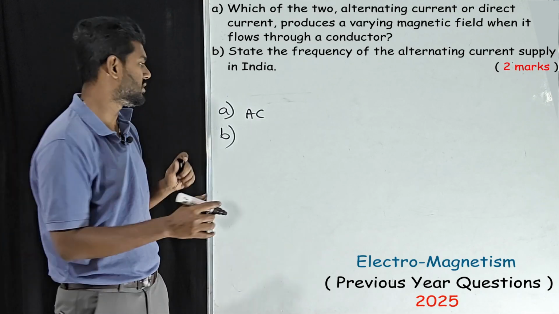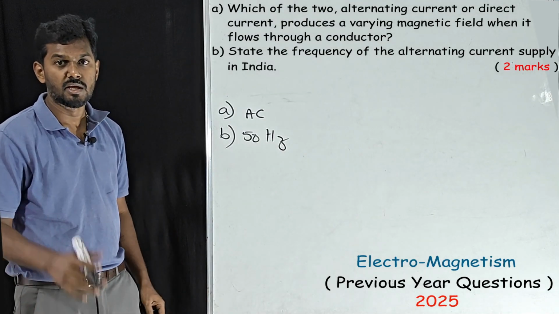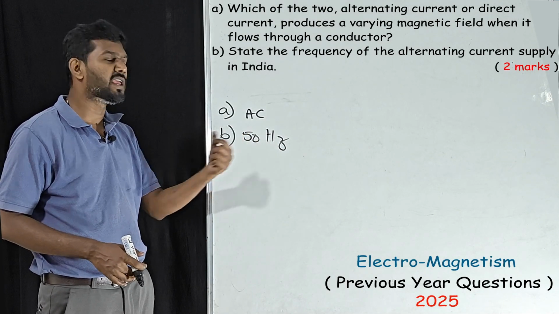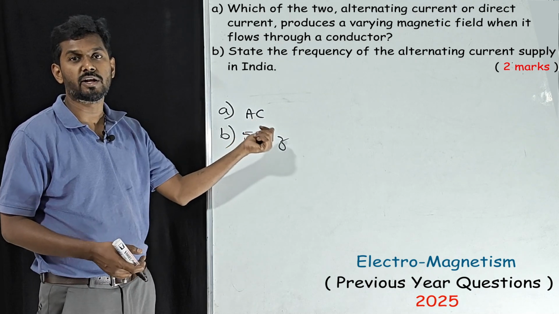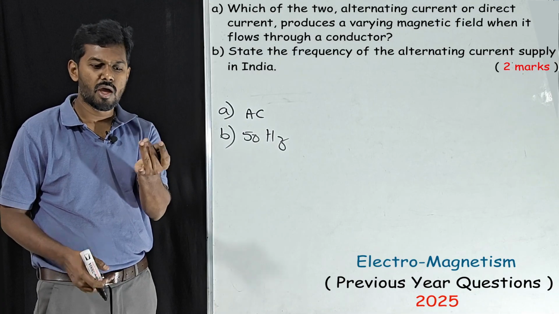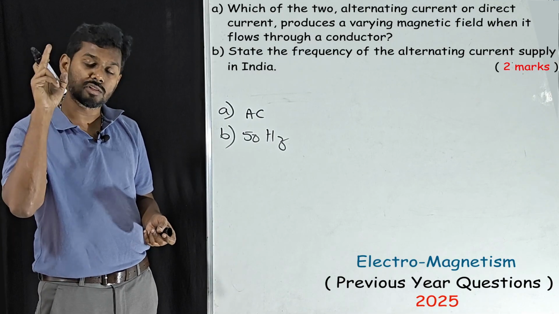Next, second sub question: state the frequency of the alternating current supply in India. This is a very direct question. 50 hertz. See, in the exam, while I was correcting the paper, this was the keyword they have given, 50 hertz. They have written 50, but instead of writing hertz, they have written volts. This question is for 1 mark, and if the unit is wrong, you are going to lose that 1 mark.